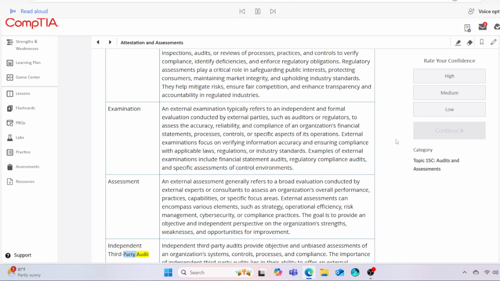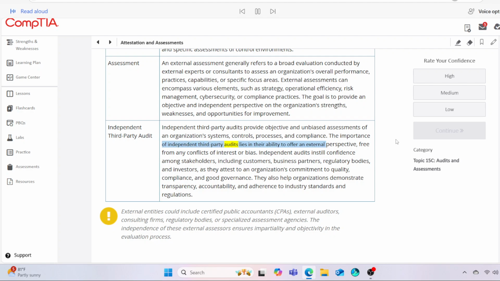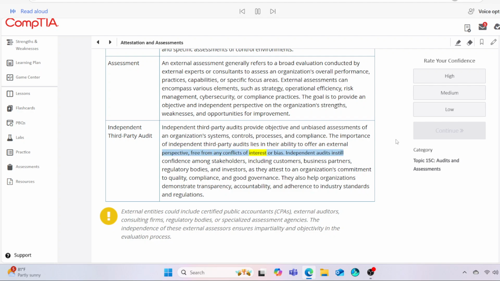Independent third-party audit. Independent third-party audits provide objective and unbiased assessments of an organization's systems, controls, processes, and compliance. The importance of independent third-party audits lies in their ability to offer an external perspective, free from any conflicts of interest or bias. Independent audits instill confidence among stakeholders, including customers, business partners, regulatory bodies, and investors, as they attest to an organization's commitment to quality, compliance, and good governance. They also help organizations demonstrate transparency, accountability, and adherence to industry standards and regulations.